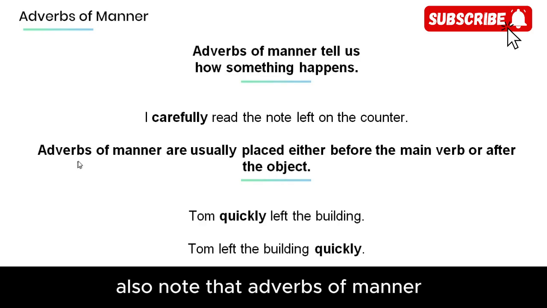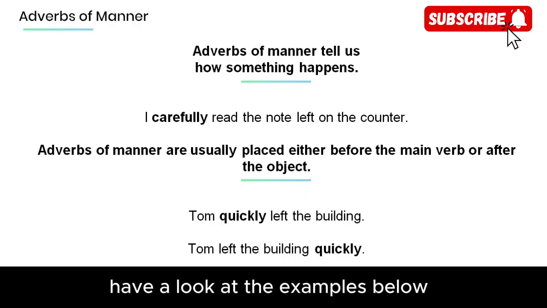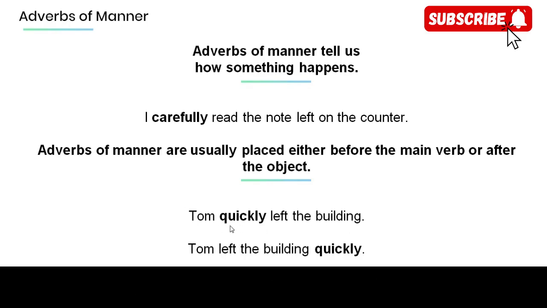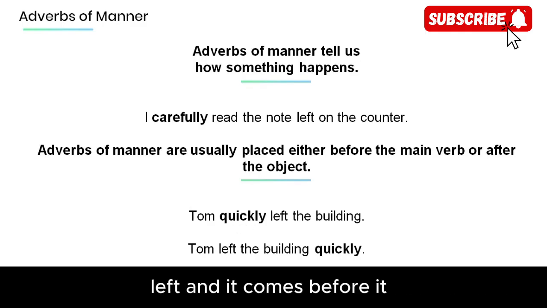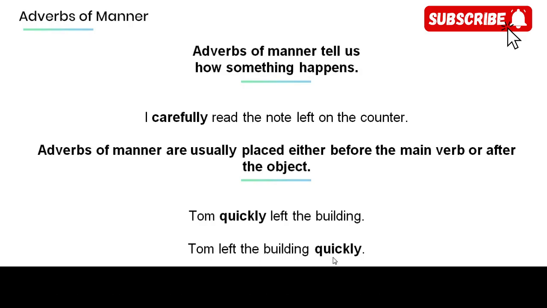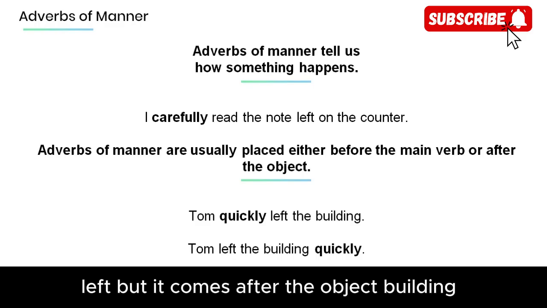Also note that adverbs of manner are usually placed either before the main verb or after the object. Have a look at the examples below. Tom quickly left the building. Now, the adverb of manner quickly modifies the main verb left, and it comes before it. And in this sentence, Tom left the building quickly. Again, the adverb of manner quickly modifies the main verb left, but it comes after the object, building.